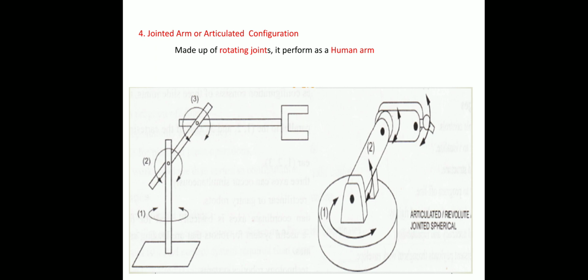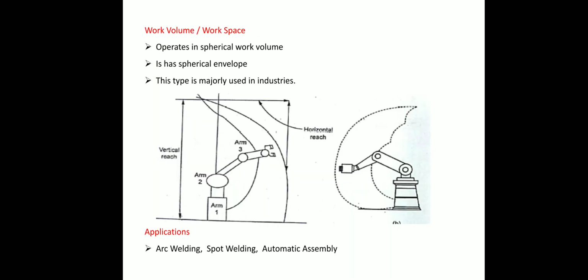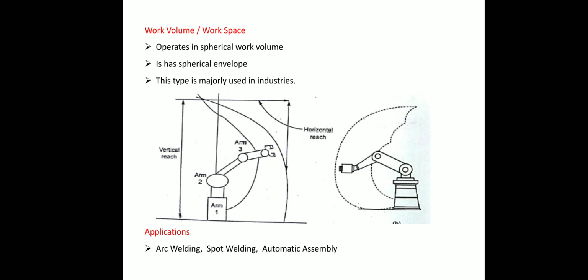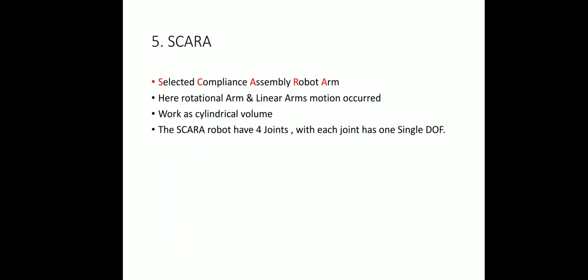Then the next one is the joint arm or articulated configuration. Articulated configuration means all the joints are revolving joints. It can revolve about the base, and between the links it also has rotational joints. That's why it also moves in a spherical shape. It is called articulated configuration, otherwise joint arm configuration, because all the arms are joined by pin joints only, with no linear extension or retraction joints. It is utilized for arc welding, spot welding, and automobile assembly. Then the next one is the SCARA robot.